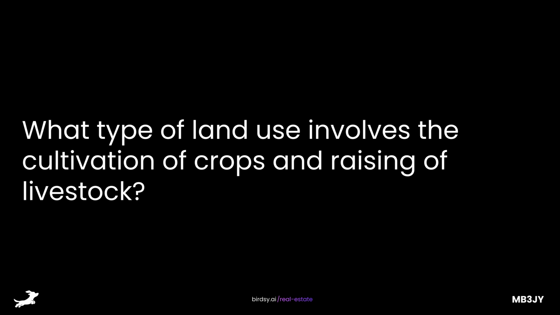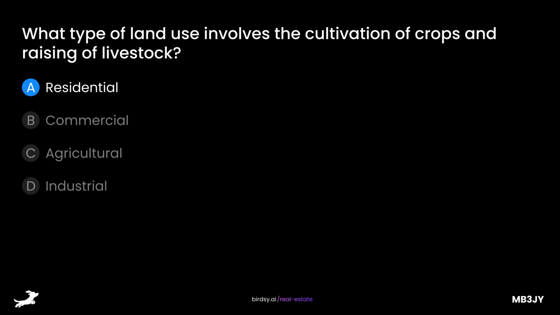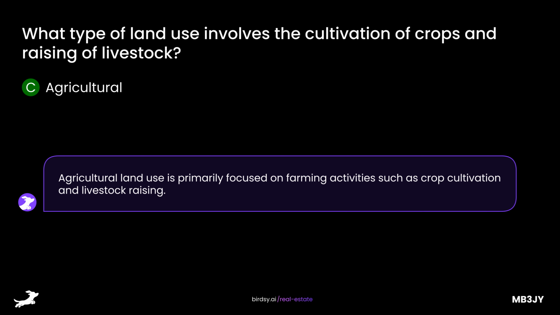What type of land use involves the cultivation of crops and raising of livestock? Is it A, residential, B, commercial, C, agricultural, or D, industrial? The answer is C, agricultural. Agricultural land use is primarily focused on farming activities such as crop cultivation and livestock raising.